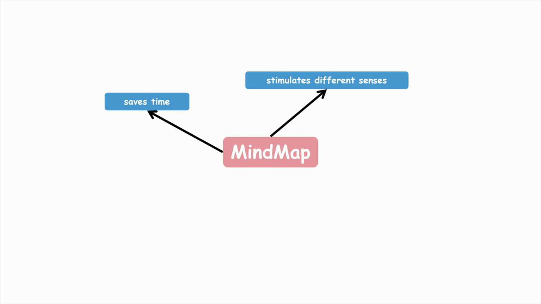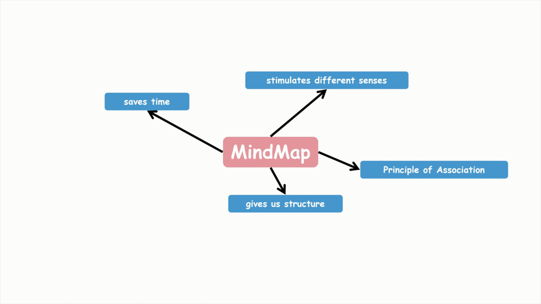The second question, why is it important, gives us some ideas for the lower subjects. I don't use the term subtitles because we are creating a mind map and not a list with titles, numbers and paragraphs. Here are our lower subjects, which are answering the why question: saves time, stimulates different senses. The mind map is based on the principle of association. It gives us structure and works like the brain.